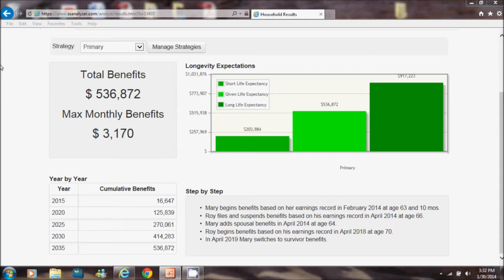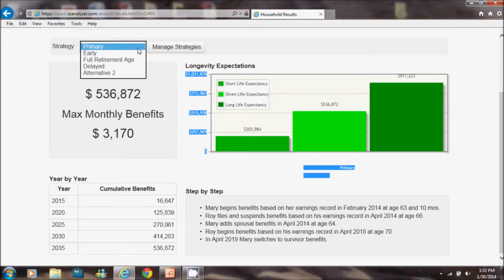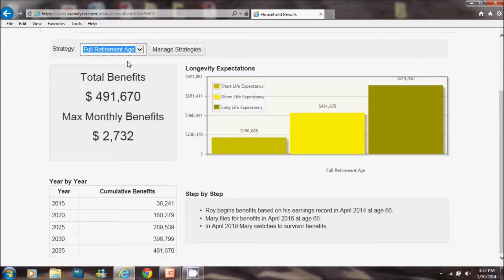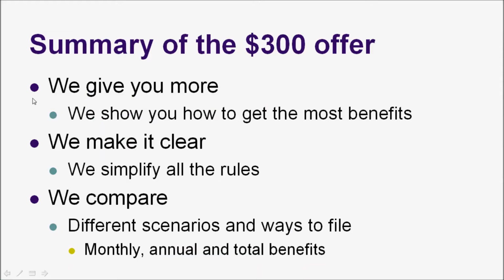If they follow this strategy, they should expect to receive about $536,000 if they live as long as Social Security expects them to live. But again, if they had taken, for example, the full retirement age, they would have gotten about $100,000 less. Again, what we see is that this software is very, very valuable to help us determine which is the best strategy to take. I've shown you by now how with the software that I have, I can run basically any type of situation and we can find out which is the best strategy for you.